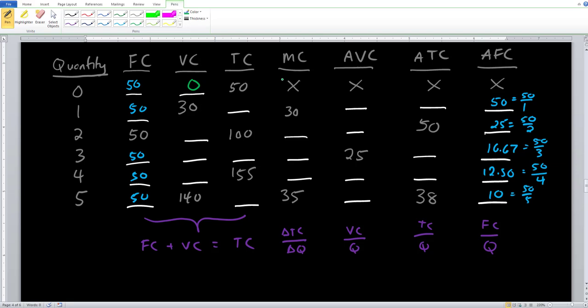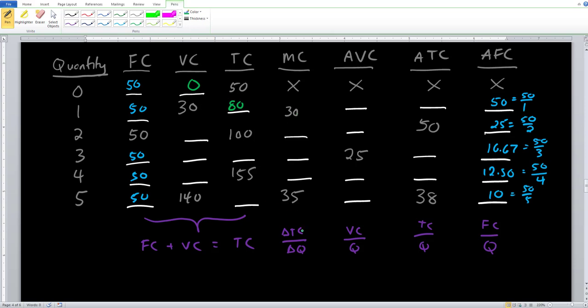Next row we can go ahead and solve is quantity equal to 1. Fixed cost plus variable cost, that'll give us our total cost right here. So 50 plus 30 will give us 80. Very easy for us to solve right there. The marginal cost of 30 is given to us, and we can check ourselves just by doing the zigzag pattern that we have. So 50 plus what number will give us 80? That's going to be a 30 right here.